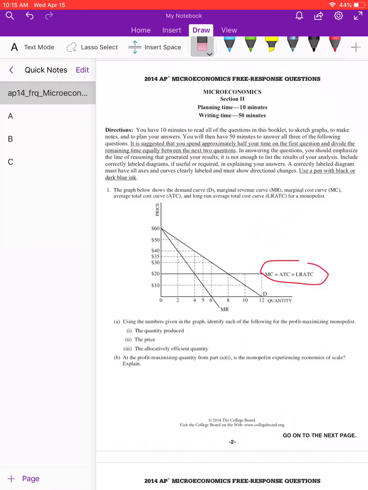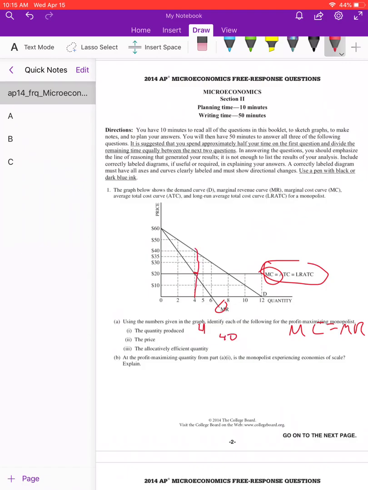So first things first, if we are a profit maximizing monopolist, that means we are producing where MC equals MR. We always refer to this as our North Star because it shows us our way home. The intersect of MC and MR is this spot right there. That means that the quantity produced is 4. That means then that your price is 40.